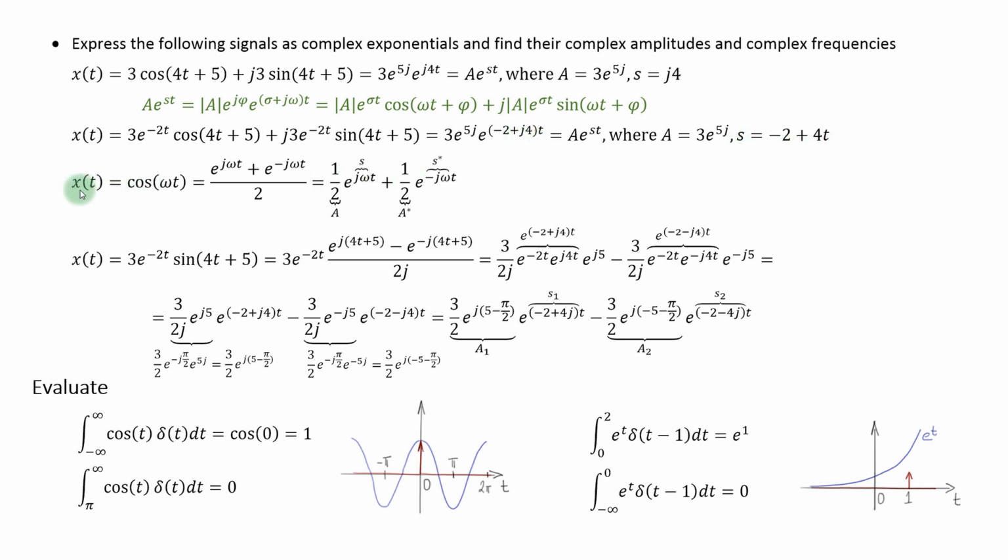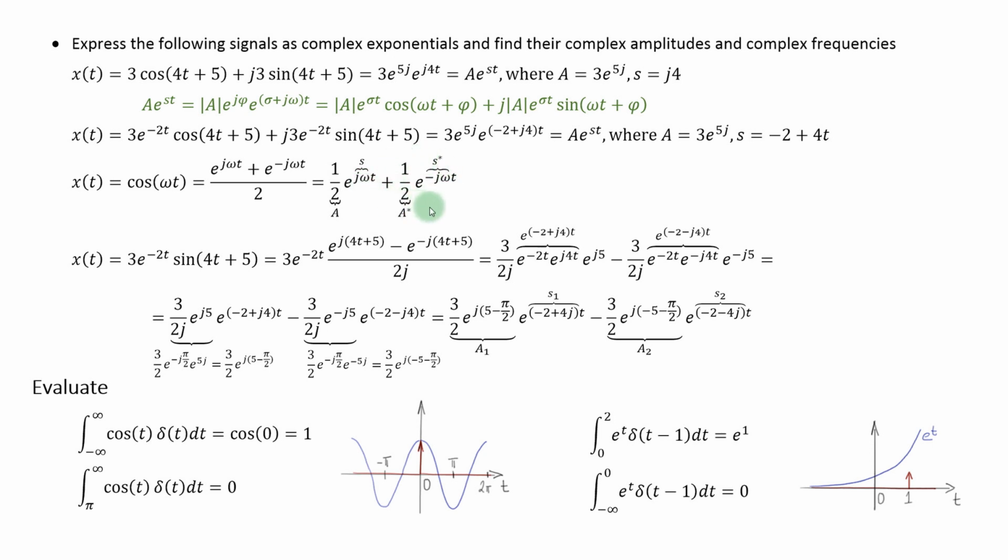Now what about this one? My signal is cosine omega t. Well, again, from the lecture you should know that you are able to write a cosine of omega t in this form. And when I break this into a sum of two complex exponentials, I can identify that this first exponential has the complex amplitude of 1/2 and the complex frequency is j omega.